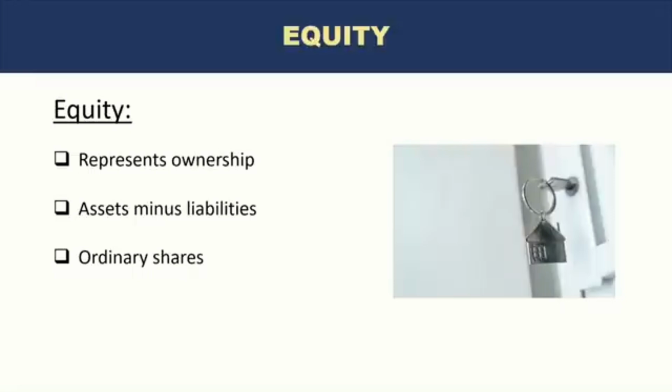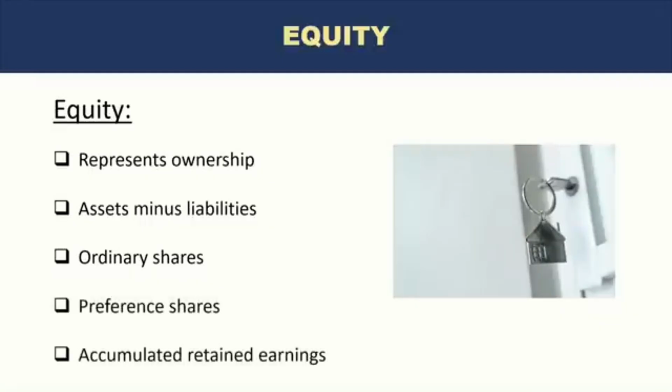Equity usually represents ordinary shares. Shareholders of a company own shares, and the value of those shares is represented under equity. It could also be preference shares and any accumulated retained earnings, which means that every year the company earns profit or even loss, the owners or the equity holders own that, right? So it goes into equity. We will see that when we go through the financial statements such as P&L and balance sheet, where accumulated retained earnings come into play.